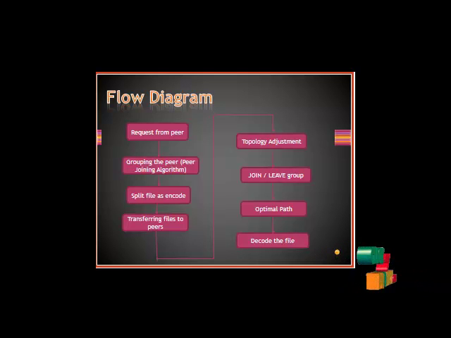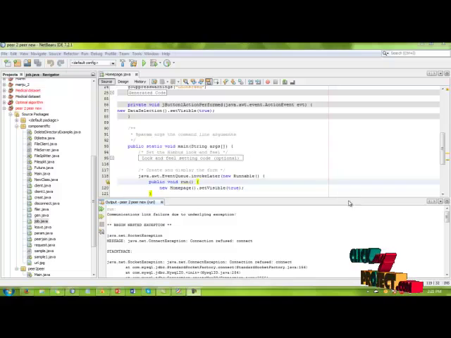After that we adjust the topology, and if a user wants to leave or join the group, we make the changes and find the optimal path, and finally we decode the end result. This is the overall flow of our process. Let's start our demo.